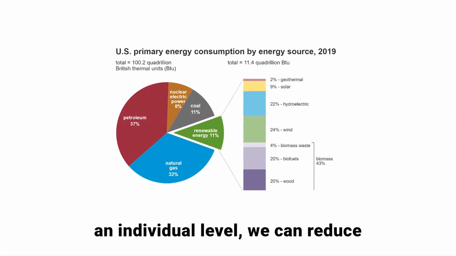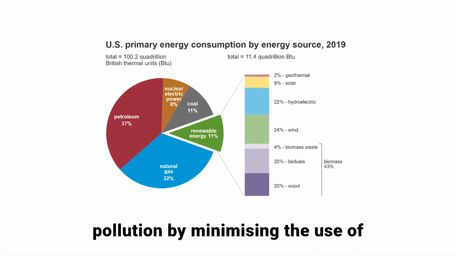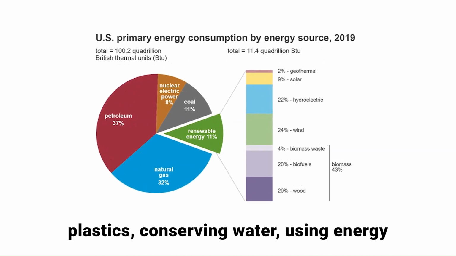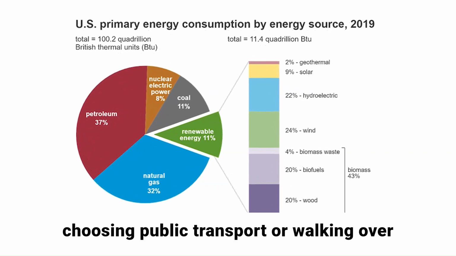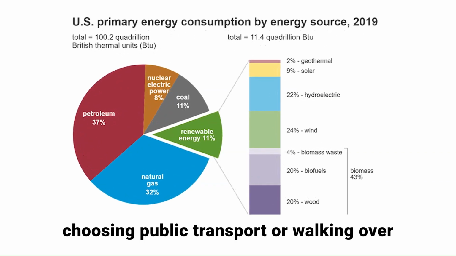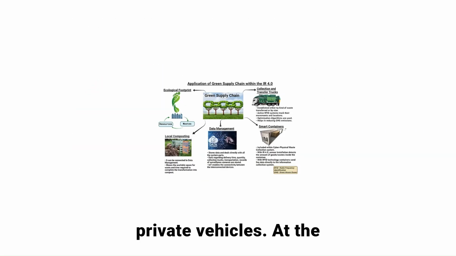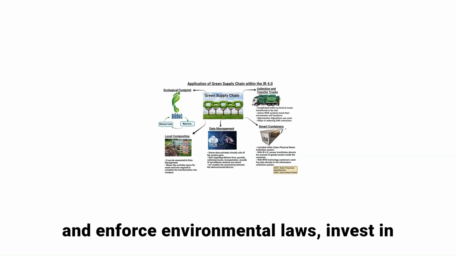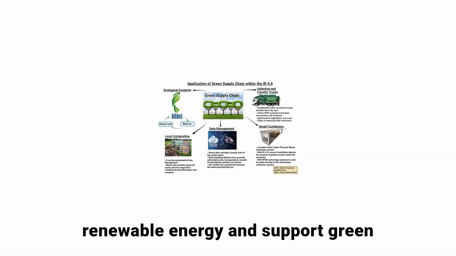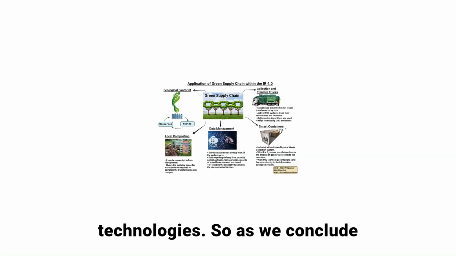On an individual level, we can reduce pollution by minimizing the use of plastics, conserving water, using energy-efficient appliances, recycling waste, and choosing public transport or walking over private vehicles. At the policy level, governments must implement and enforce environmental laws, invest in renewable energy, and support green technologies.